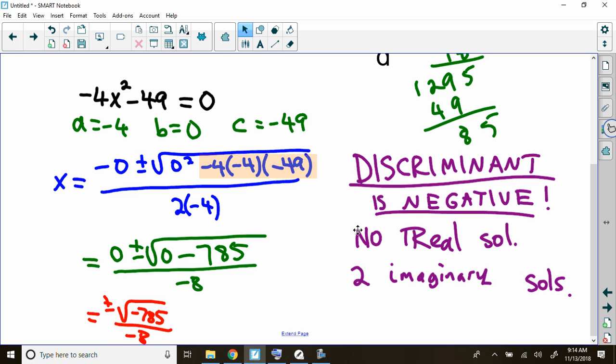Okay? So if our discriminant's negative, there's no real solution. There's going to be no x-intercepts. The graph won't go through the x-axis. There's not going to be any real solutions. There are 2 solutions, and they're going to be imaginary.